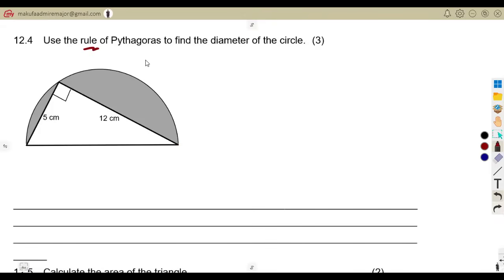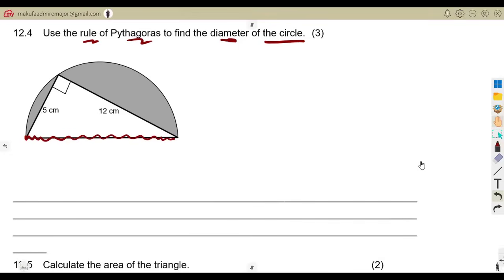12.4, use Pythagoras, the rule of Pythagoras, to find the diameter of the circle. In this case, this is a right-angled triangle, and thus this is the diameter. The length of this line is your diameter, not the radius.